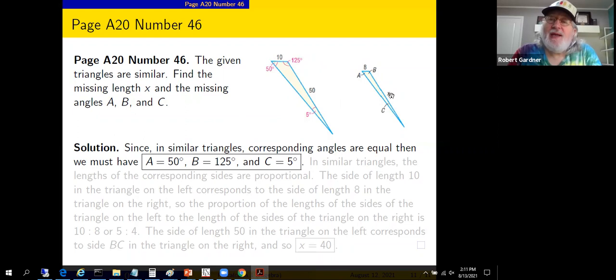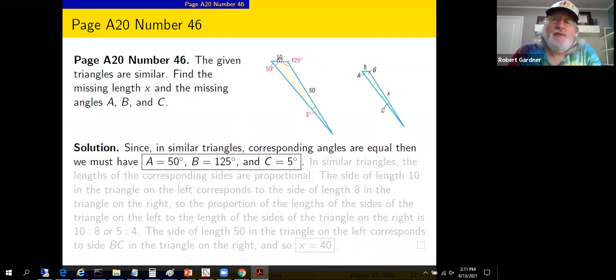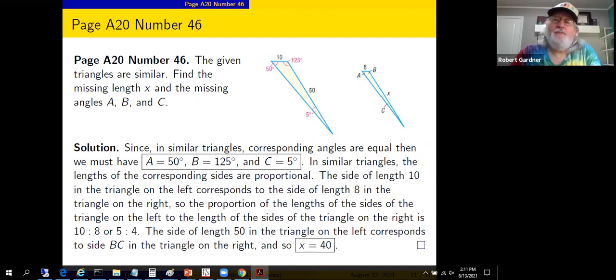Now about side x, we'll do the proportions thing again. We'll say 10 is to 8 as 50 is to x. I've written it up to deal with it in terms of proportions. If you want to deal with it in terms of ratios, you go right ahead, you'll get the same answer.